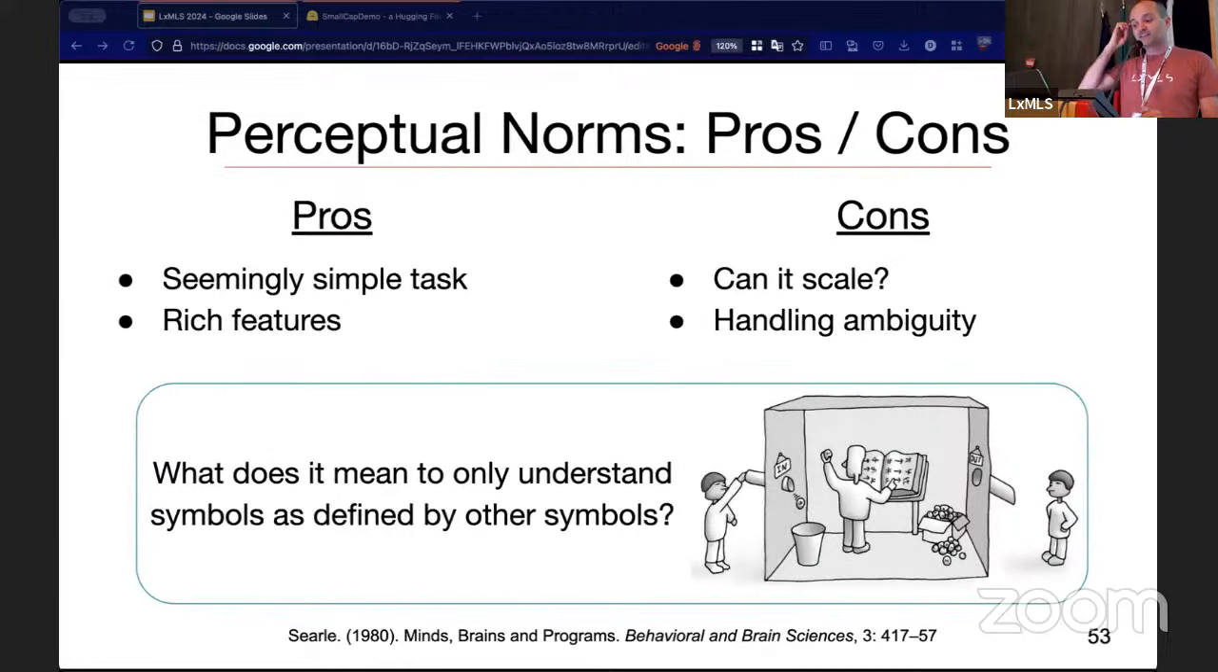If I had to summarize these representations, I would say that the pros are that this is seemingly a pretty simple task for humans to perform. If we had enough money and people were bored enough, we could sit and do this for many, many types of concepts. But I don't really think it scales in the end, because it's difficult to imagine it handling things like ambiguity or abstract concepts. And there's also got to be a question about, what does it mean to understand symbols when you only define those symbols in terms of other symbols? Coming back to some of the historical argument from Searle and many of his colleagues.